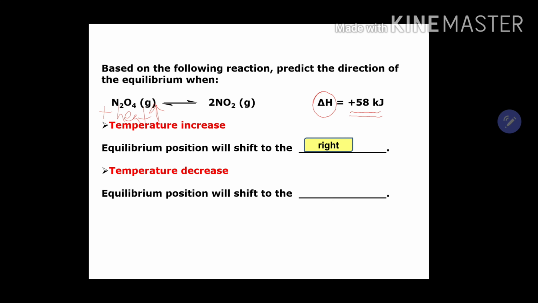When the temperature is decreased, heat decreases. So when heat decreases, the system will increase more heat. So it will shift to the left.